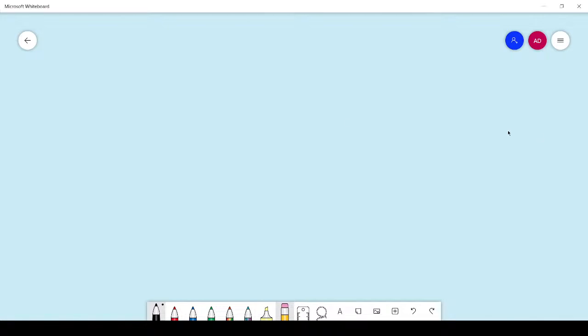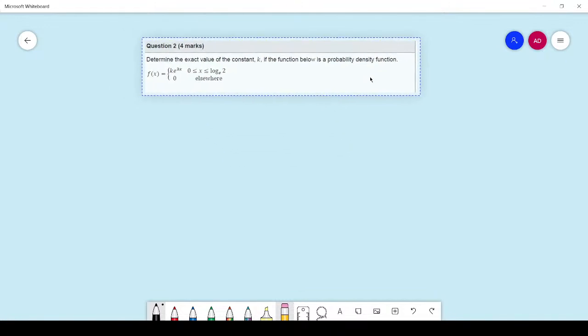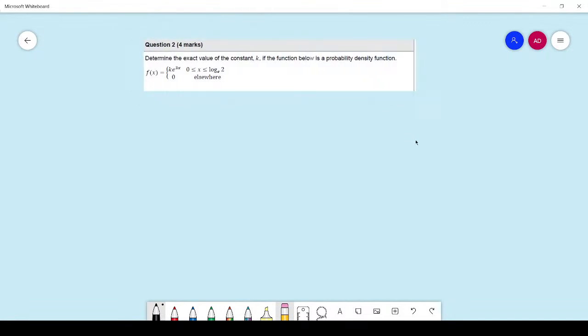So hopefully in question 2 we can actually do a little bit of maths here to get started. Determine the exact value of the constant k if the function below is a PDF, a probability density function. So f(x) is piecewise. When x is between 0 and the natural log of 2, f(x) is defined as k e to the 3x, and elsewhere it's just defined as 0. So determine the exact value of the constant k.